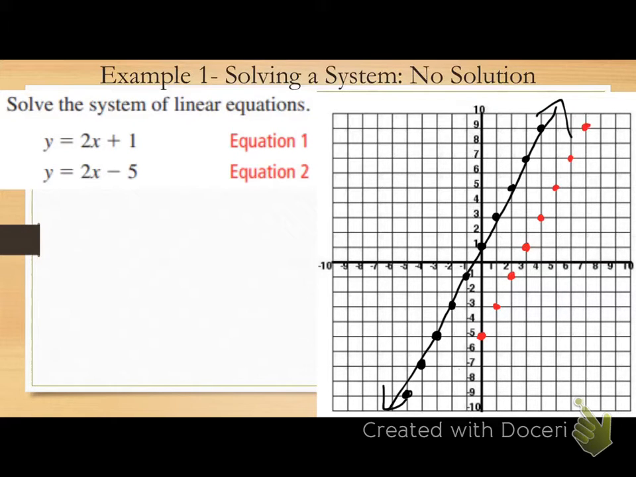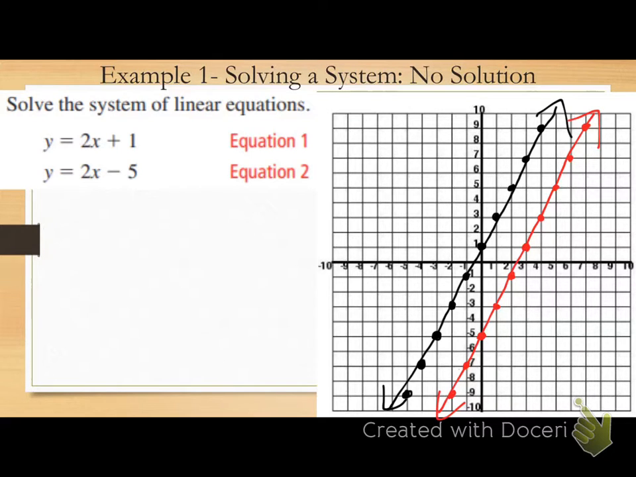What other two directions can I go? Down 2, left 1. Connect my points. There's my line of equation 2.